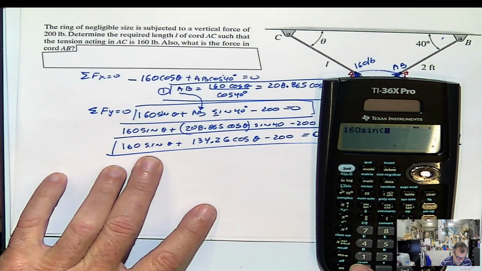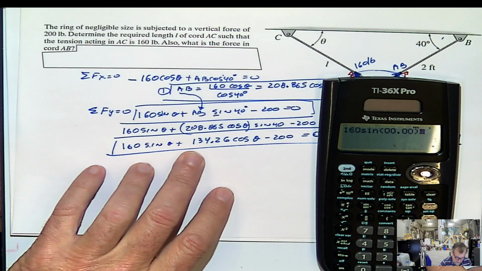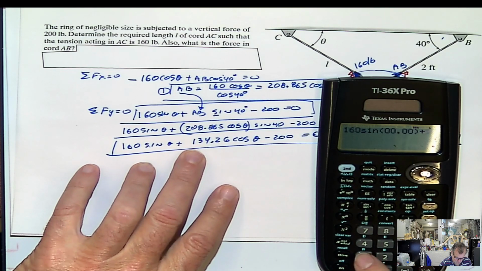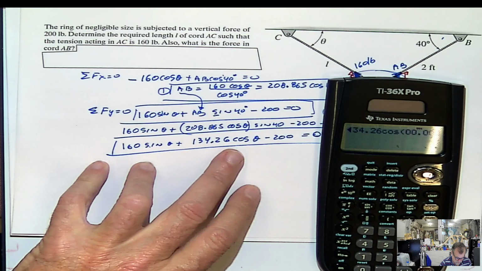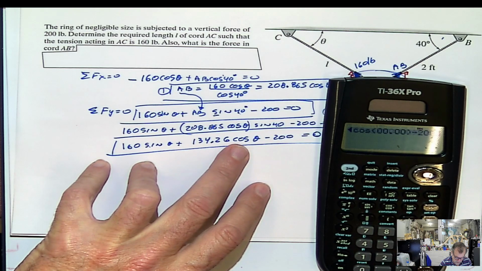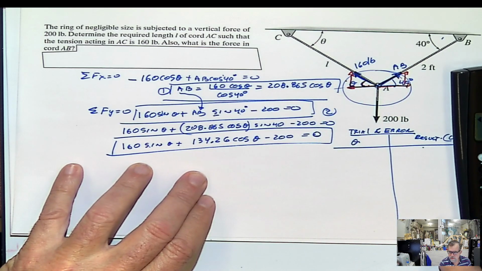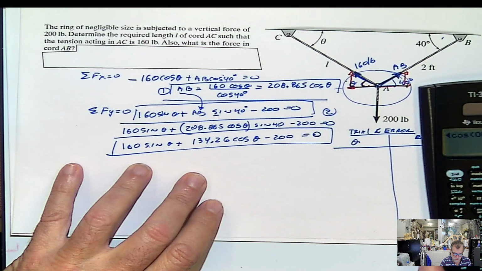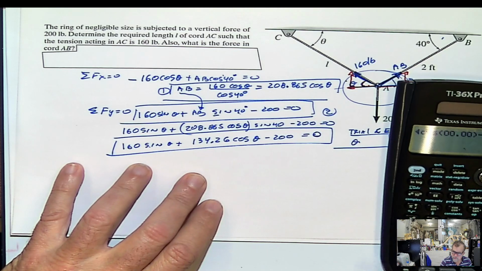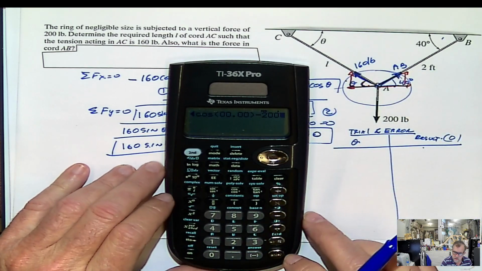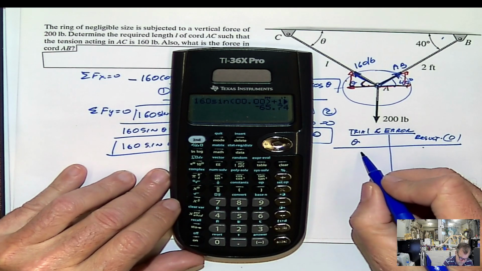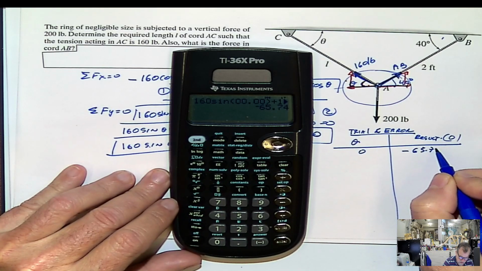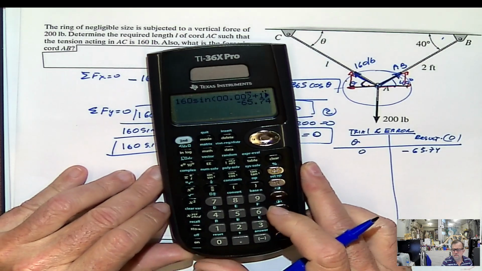Let's say 0.00. That's my first guess, plus 134.26 cosine 0.00 minus 200. Do you imagine the surprise if I hit enter and I got 0 here? That would be awesome. No, but I should get 0, right? So let's see what happens when I hit enter. I don't get 0. I get negative 65.74. So that's just my first guess.